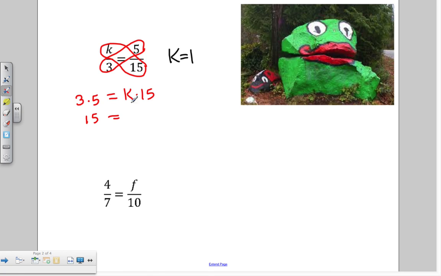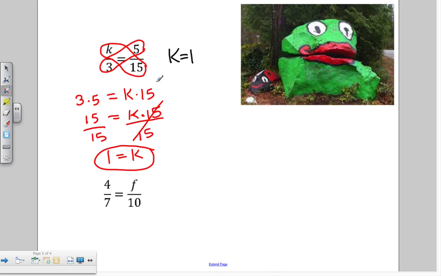Okay, so I have 15 on this side and I have k times 15 on this side. In order to get k by itself, I want to do the inverse operation for multiplication, which is division. Divide by 15, divide by 15. That cancels, and I get k equals 15 divided by 15, which also cancels, but leaves me with a factor of 1. I get the same answer.